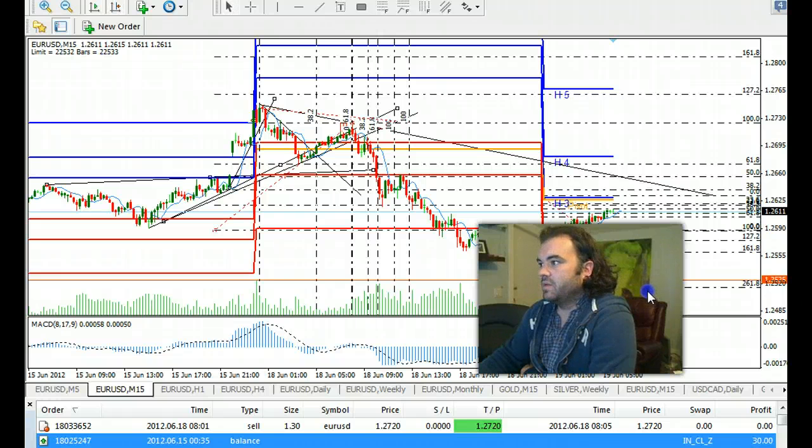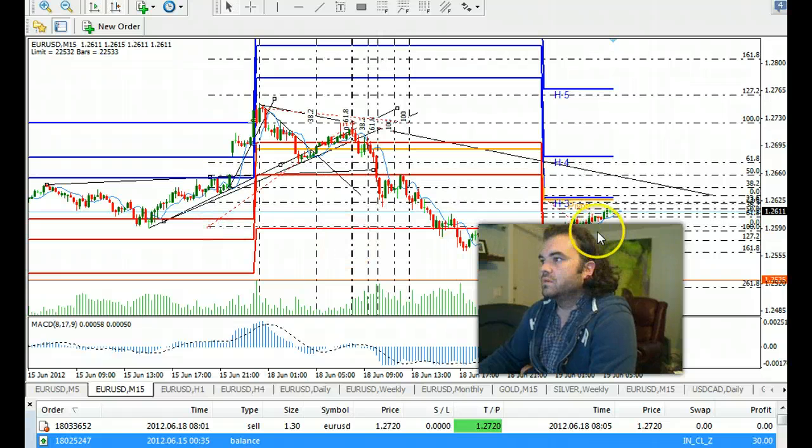Where's that fib coming from? I actually have a fib down at 25.22 and I don't even know what it's from. 2618. Is it this one? No. Oh, sweet. Anyway, I'm going to leave that there.